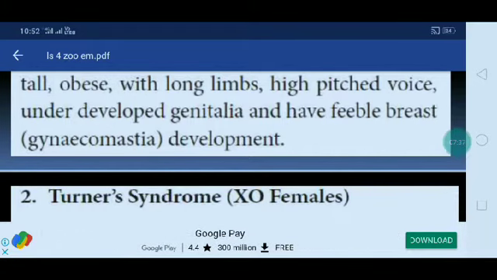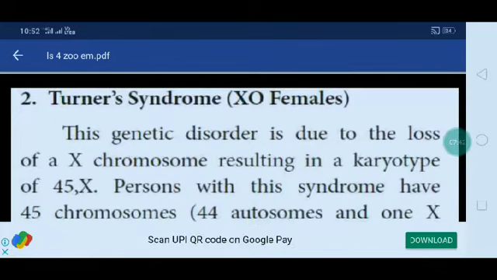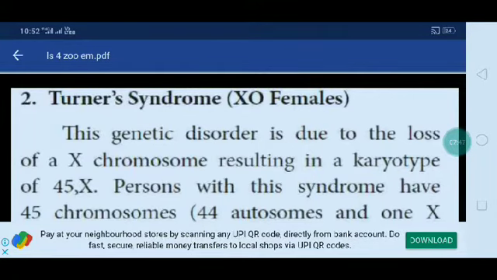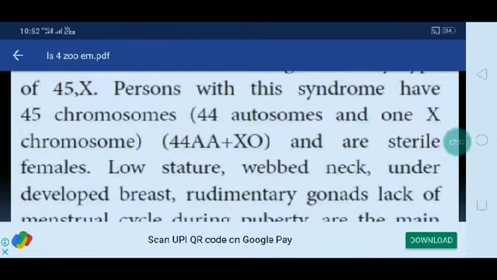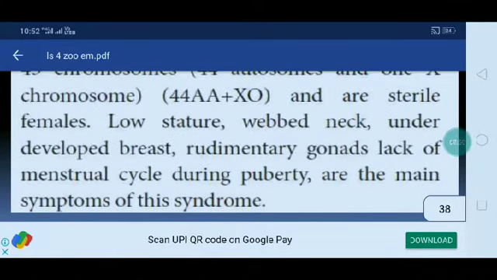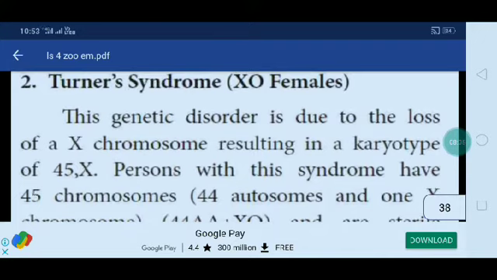Gynecomastia development. Turner syndrome is a genetic disorder due to the loss of an X chromosome, resulting in the karyotype 45, X. Persons with this syndrome have 45 chromosomes, 44 autosomes and 1 X chromosome, 44 A plus XO, and are sterile females. Low stature, webbed neck, underdeveloped breasts, rudimentary gonads, and lack of a menstrual cycle during puberty are the main symptoms of Turner syndrome.